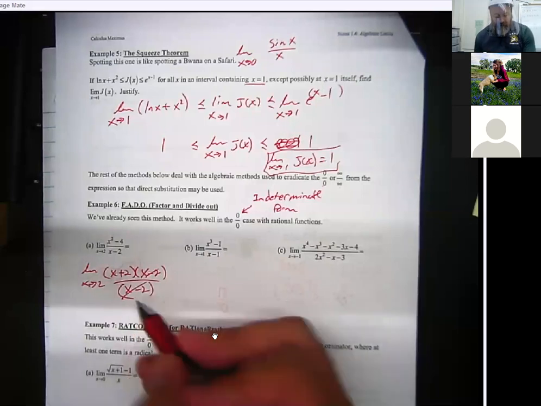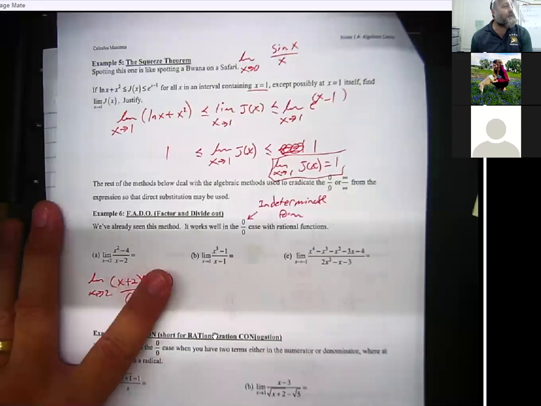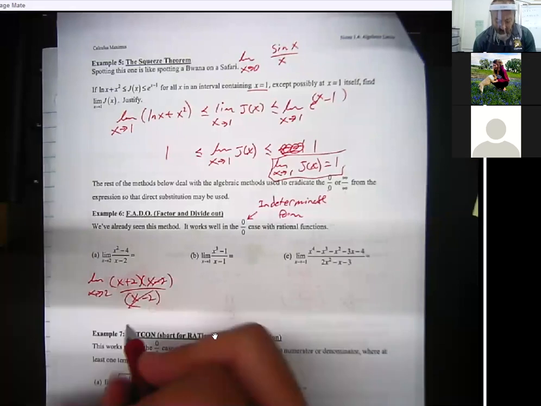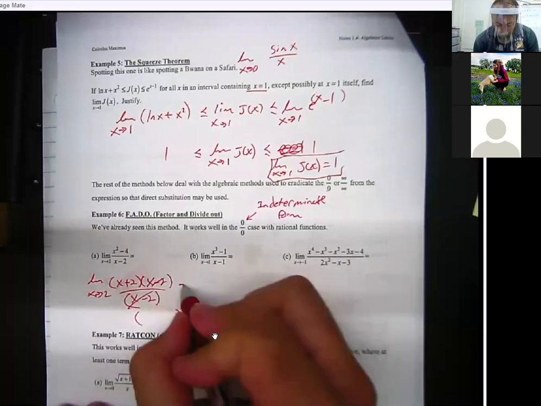But see, what happens if this gets really super close to 0? What happens if I get really close to the number 2? It gets really close to the number 4. Really close to 4. So this answer is 4.